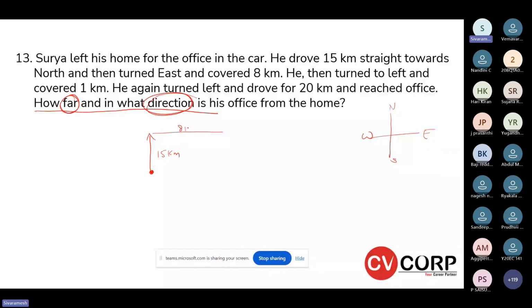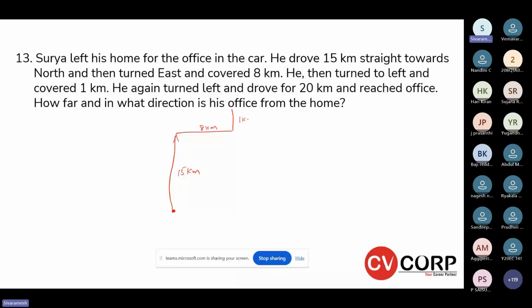Let's say he turned to his left, so I'll take the drawing somewhat lower so that it will be easy for us. Let's say this is the point. He has gone 15 kilometers north, taken east, covered 8 kilometers. He again turns left and covers just 1 kilometer. He again turned left and drove 20 kilometers. You can see the directions, the arrow directions I'm mentioning. Now, how far and in which direction from the home?